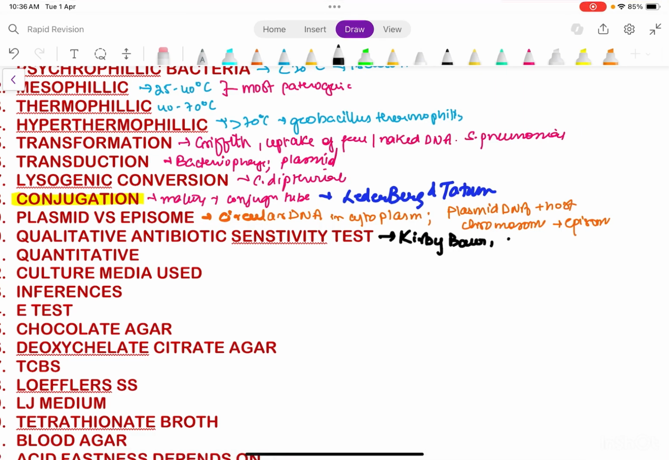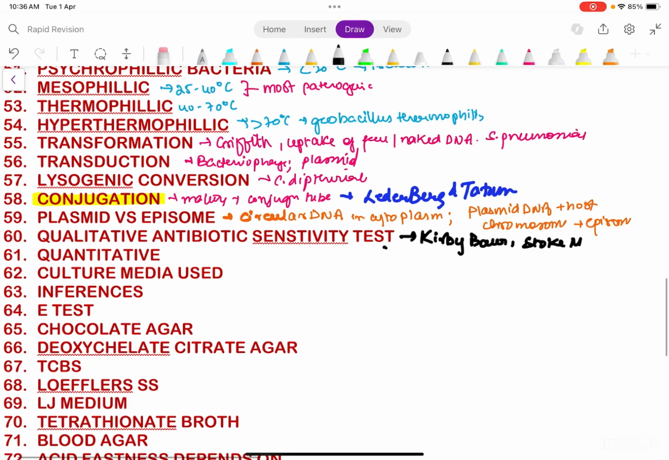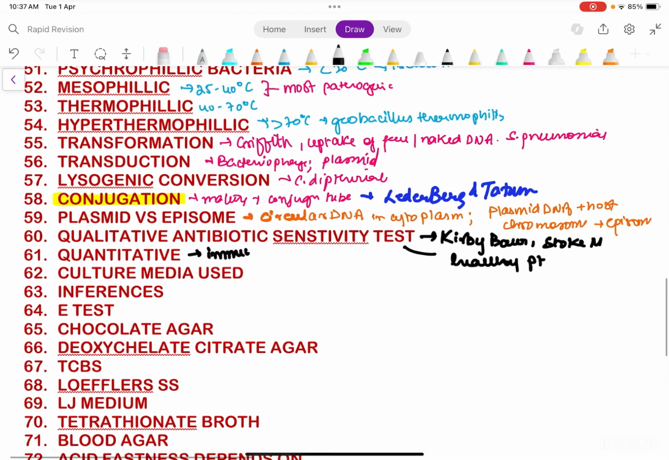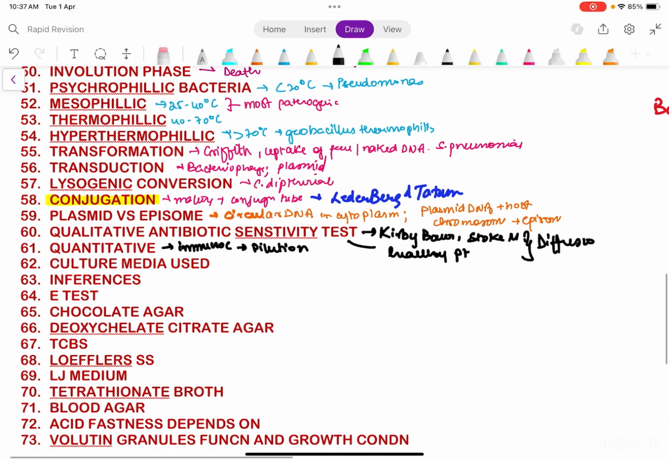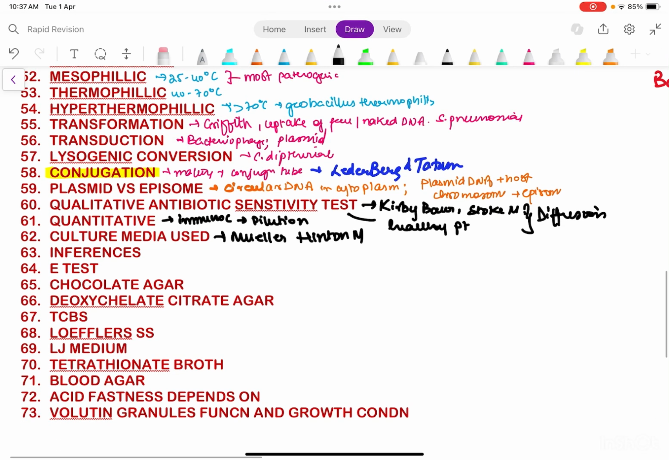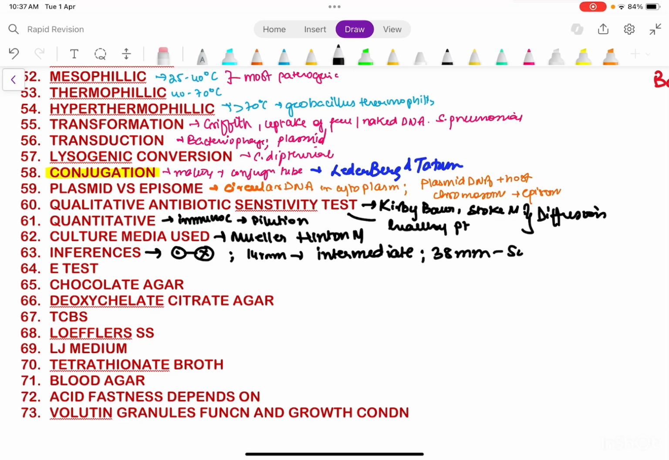Then qualitative and quantitative antibiotic sensitivity testing. Qualitative has Kirby-Bauer and Stokes. Qualitative is used for a healthy patient, whereas quantitative is used for an immunocompromised patient. In quantitative you have dilution methods, whereas these are diffusion methods. The culture medium used most commonly is Mueller-Hinton media. Then inferences: if there is no zone, there is no sensitivity. If there is a 14 mm zone, it is intermediate. And if it is a 38 mm zone, the organism is susceptible to the antibiotic.